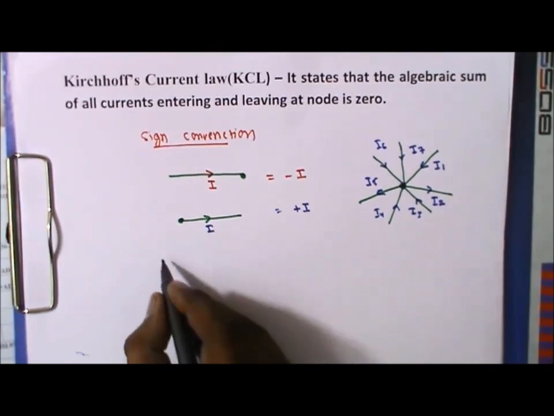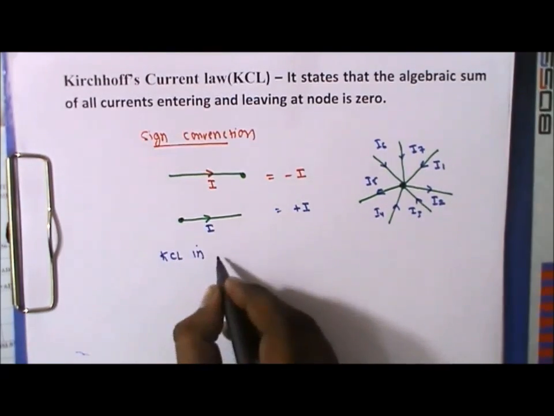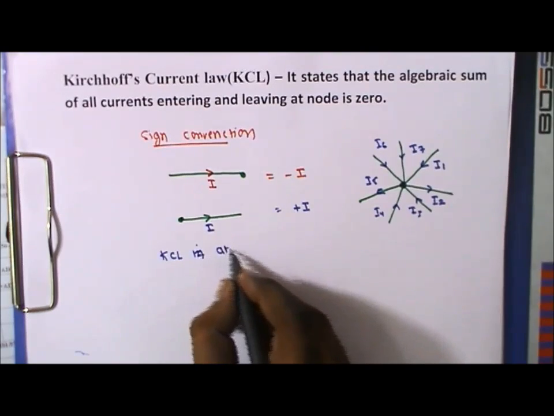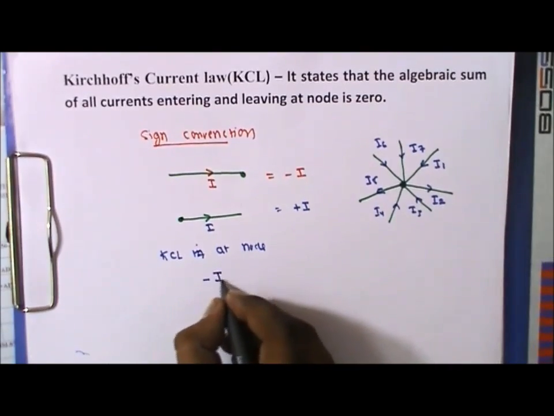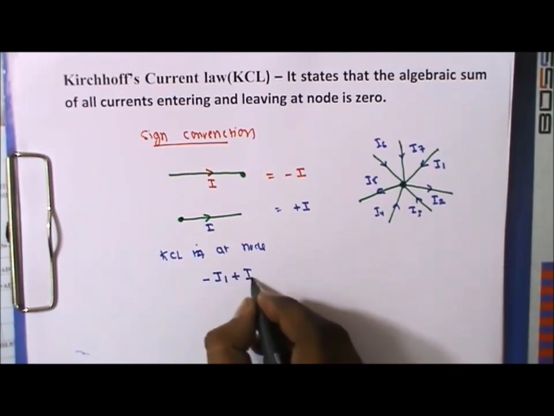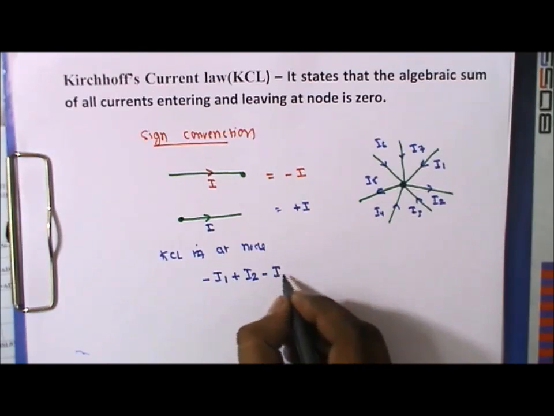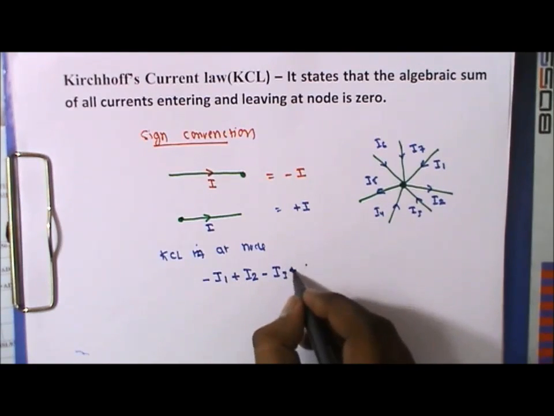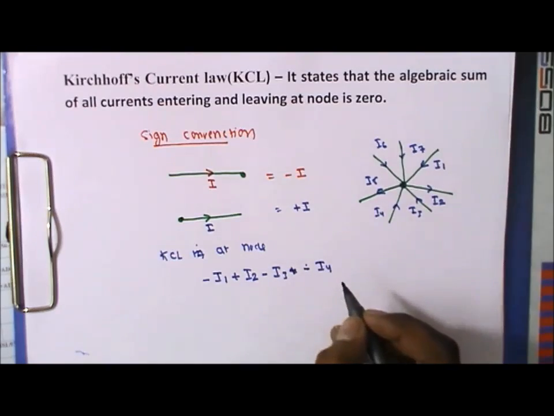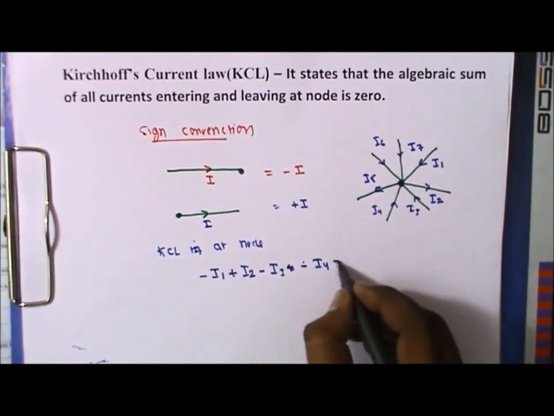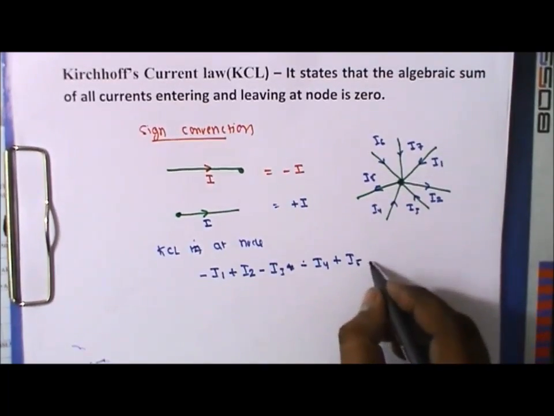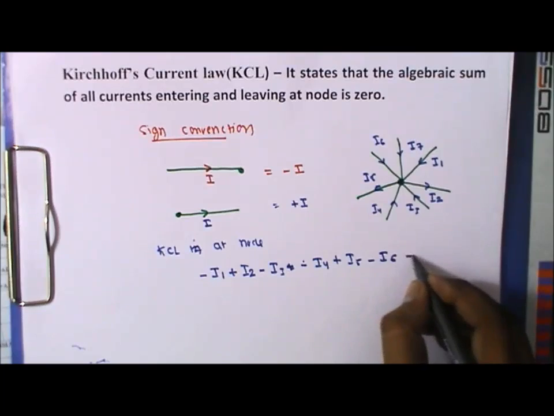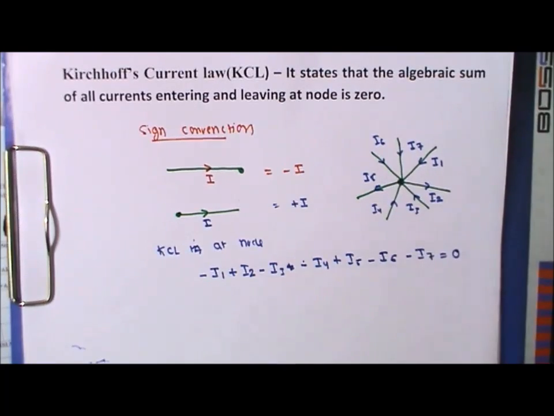I1 is entering. If you put the KCL at the node, then I1 is entering, so it should be minus I1. I2 is leaving, so plus I2. I3 is entering, minus I3. I4 is entering, minus I4. I5 is leaving, so plus I5. I6 is entering, minus I6. I7 is entering, minus I7, and the summation should be equal to 0.